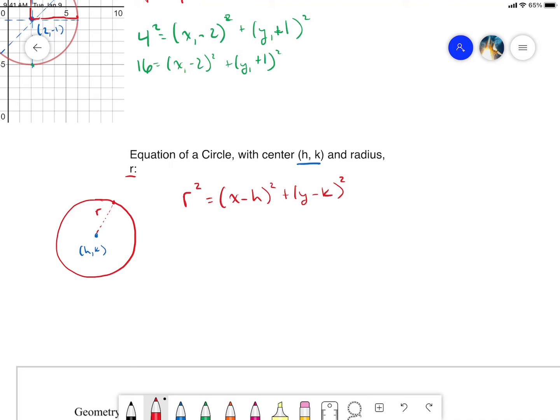Now, the reason the x1, y1 went away in here is because we're just trying to find any point that's on the circle. We're thinking general case. So this is the equation that'll give me any point that is on that circle given its center and its radius. And I can use that to go both forwards and backwards. I can actually look at an equation of a circle and tell you exactly where the center is and what the radius is. And that's what we're going to do on these next few example problems.